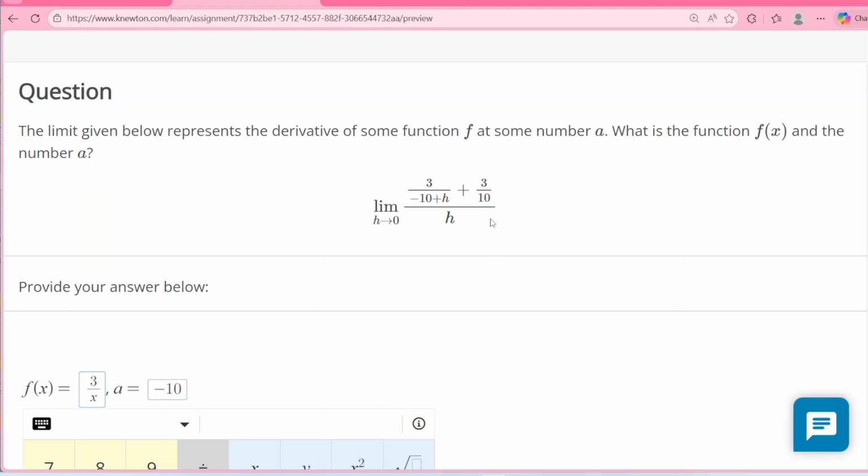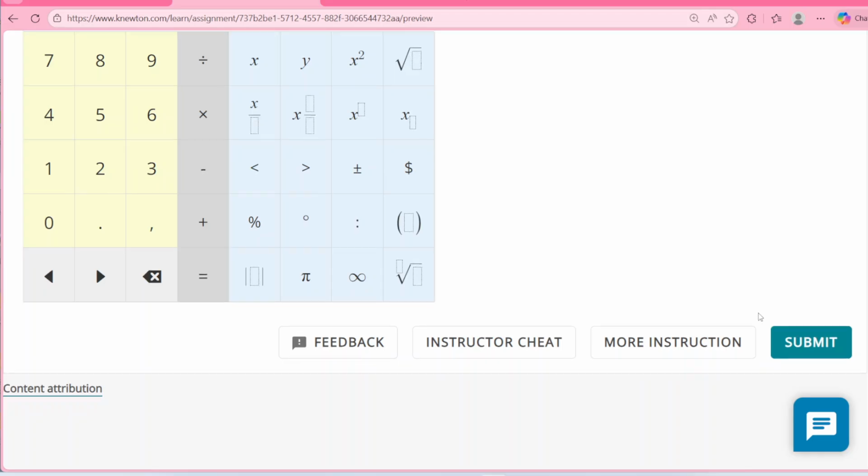Hopefully you can just kind of look at these, most of them, and be able to tell what those are, or what function they're taking the derivative of, and where they are taking the derivative.